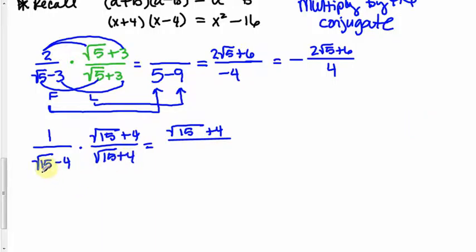But okay, here we only do the first and the last, right? The square root of 15 times the square root of 15 is 15. Negative 4 times positive 4 is negative 16. Okay, so this is negative 1. So I have the square root of 15 plus 4 divided by negative 1.